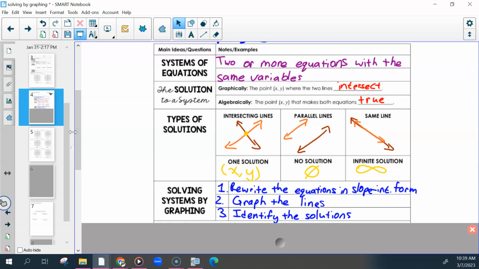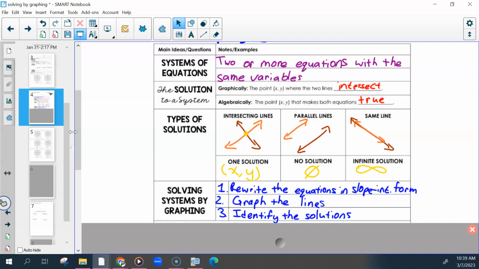And then there are three types of solutions, just like before when we were solving equations. One solution, where they intersect. No solutions: they're parallel lines, they have the same slope, so they don't intersect at all. Infinitely many solutions: they are the exact same line, so they intersect everywhere.